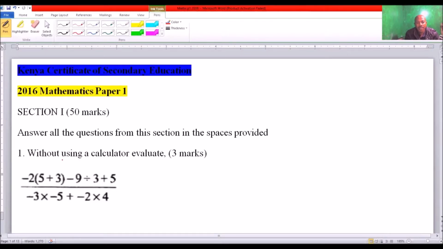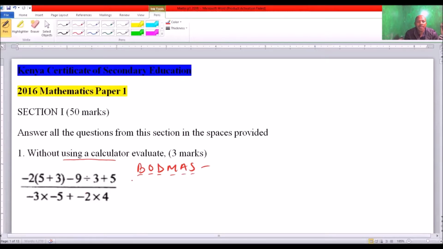This is the instruction that you have been given, that you don't use a calculator or a mathematical table. So here you are being tested on whether you know how to use BODMAS. BODMAS stands for brackets, of, division, multiplication, addition, and subtraction. This is the order of operation. That is, you start with where we have the brackets, you go to of, you go to division, you go to multiplication, you go to addition and subtraction.